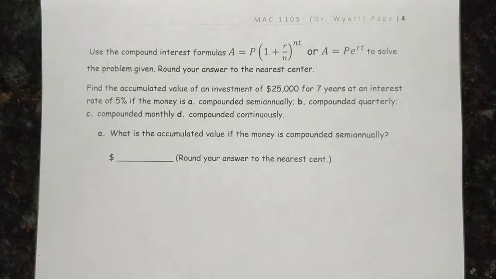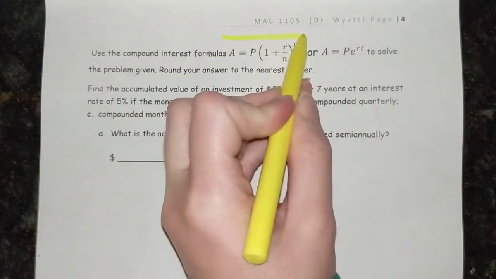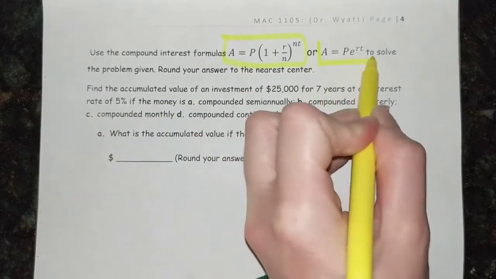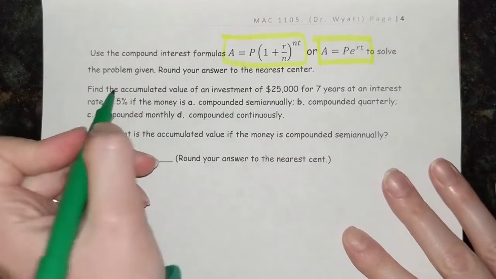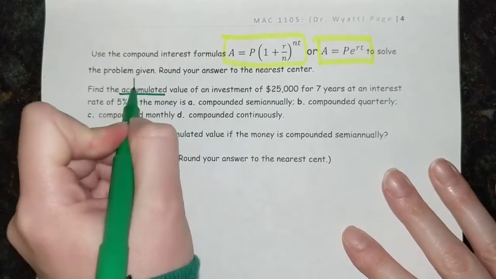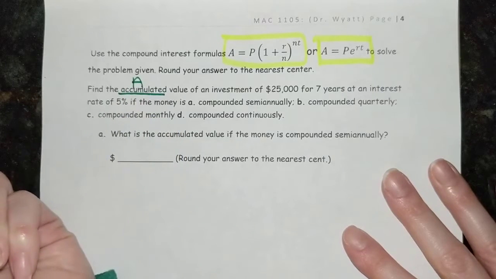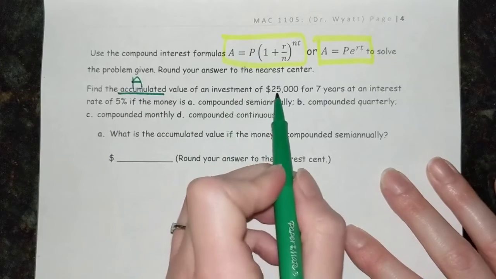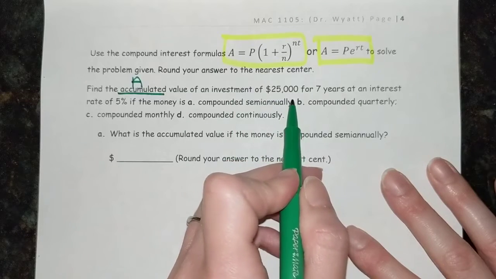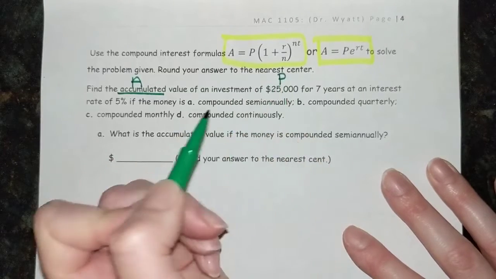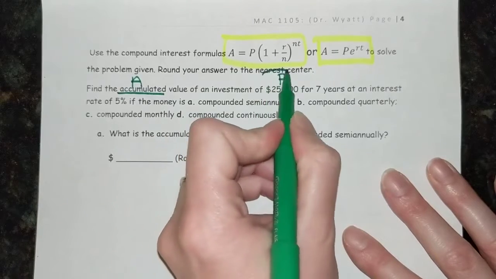So on MyMathLab, they're going to give you a question and it will have the formulas listed. And again, on your test, I will also give you these formulas, but you have to know which formula to use. So this question asks us to find the accumulated, so that is again the end amount, which is represented by the variable A, of an investment of $25,000. So the investment is $25,000 worth. So that is going to be your principal, your beginning amount of P.